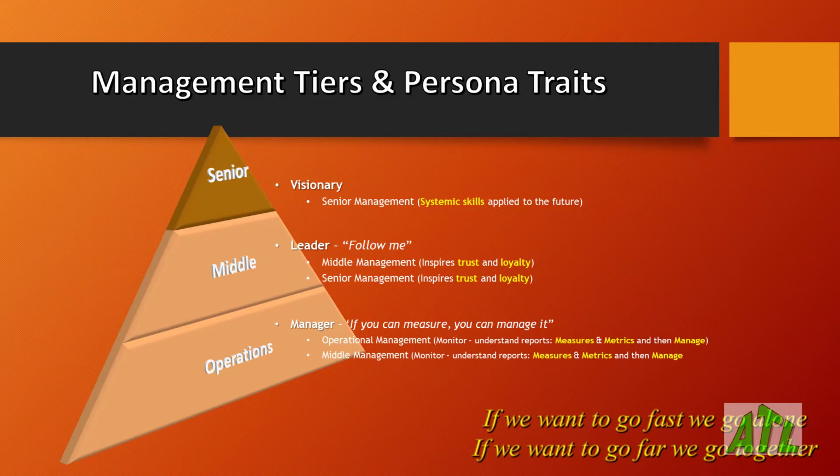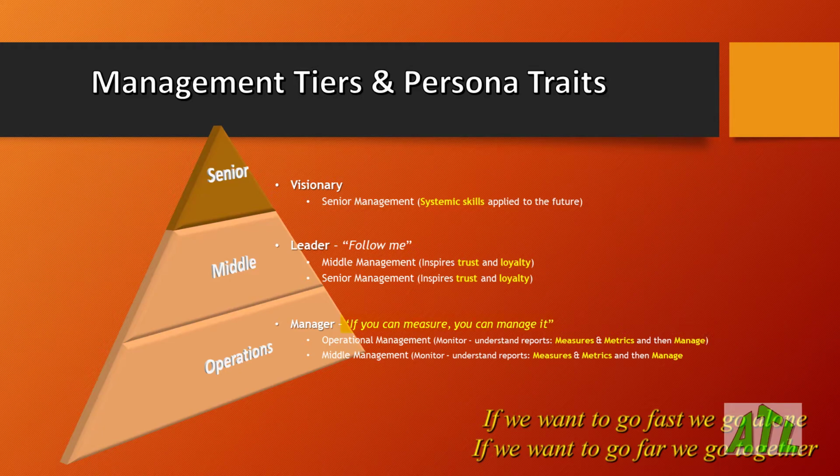So the three personas that an individual can develop over time, obviously the first is being a manager. And this, as we'll see, is historically the easiest of all to become proficient in, to become expert in, because basically it's a matter of understanding the measures and metrics, and understanding the managerial choices if those measures and metrics are not being met as well. So it's almost mechanical, if you will, in nature. As Peter Drucker said, if you can measure it, you can manage it.